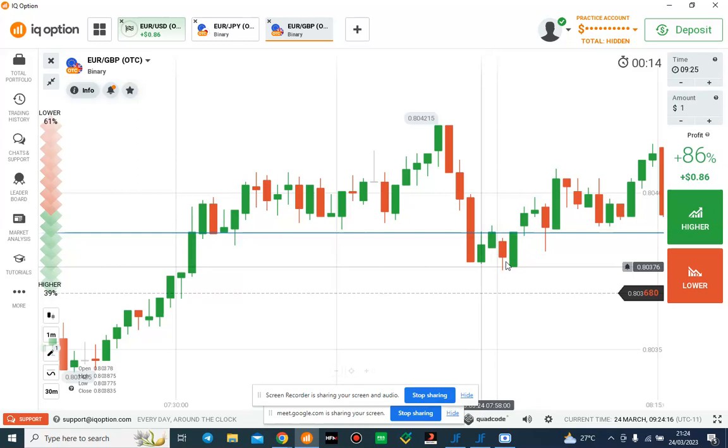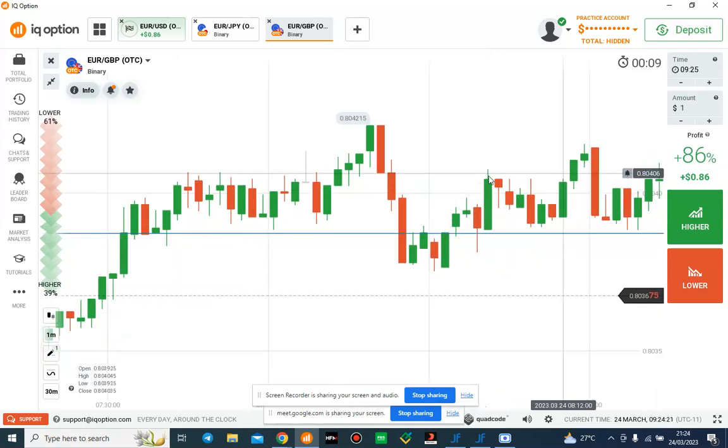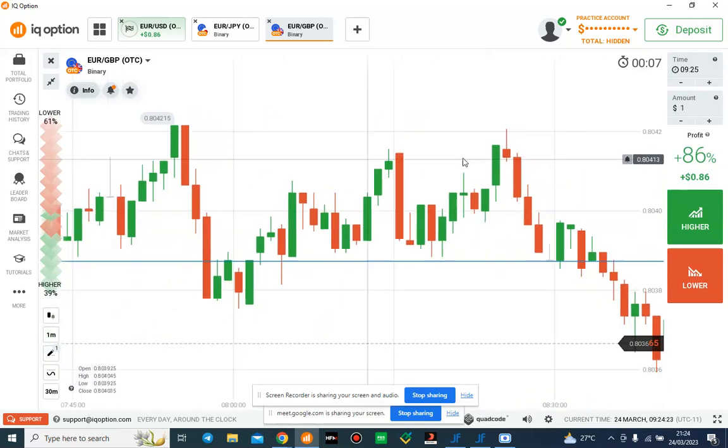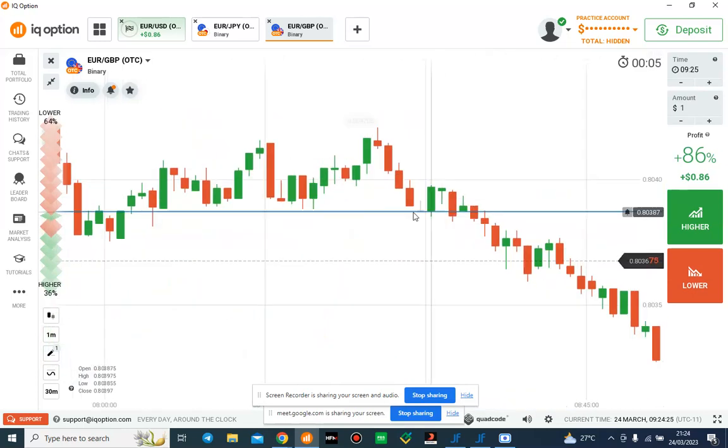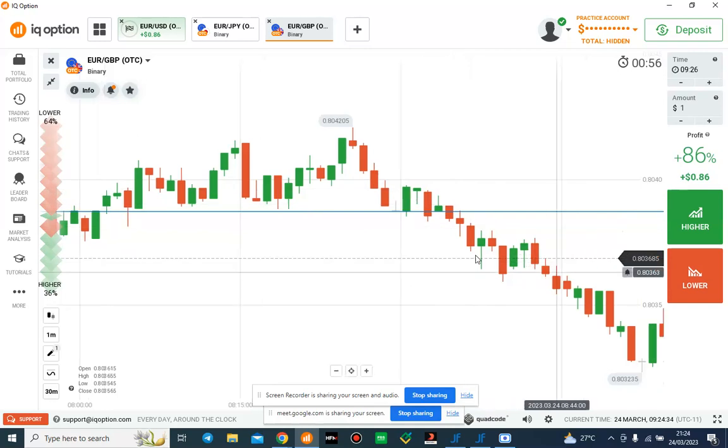That indicates that the sellers are stronger than the buyers, but in the market, the buyers still own the level. That is why the price rises up again. And this is the level where the sellers start dominating the price, which indicates the buyers are no longer in the market, then sellers push the price down.